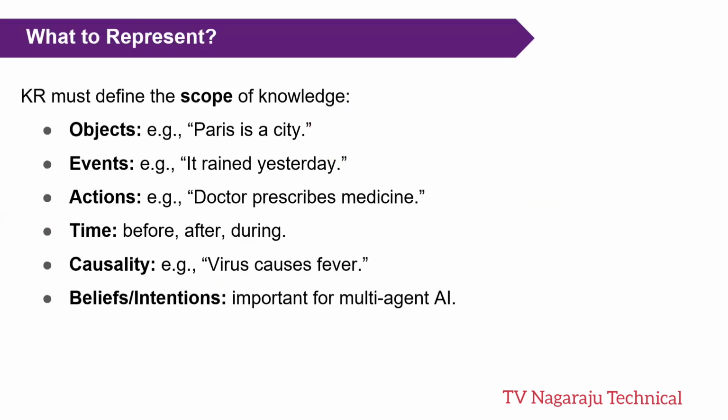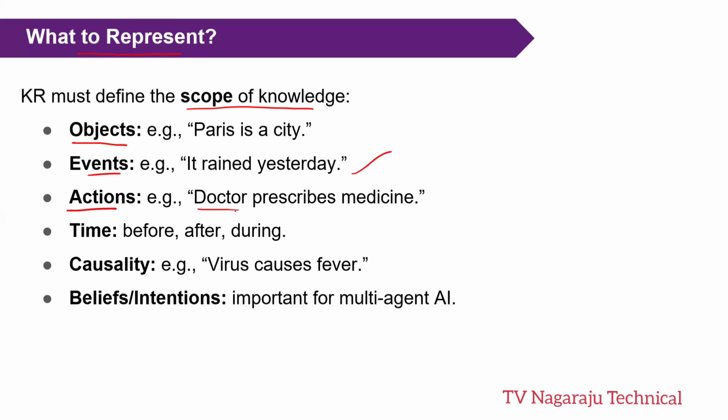Suppose I have some raw data. From that raw data, what to represent? We must define the scope of the knowledge. The basic examples: from the raw data, we represent objects, in the sense of places, people, and things; everything needs to be represented. Events, in the sense of actions or occurrences that are performed, suppose this occurred yesterday. Now actions, what agents can do.